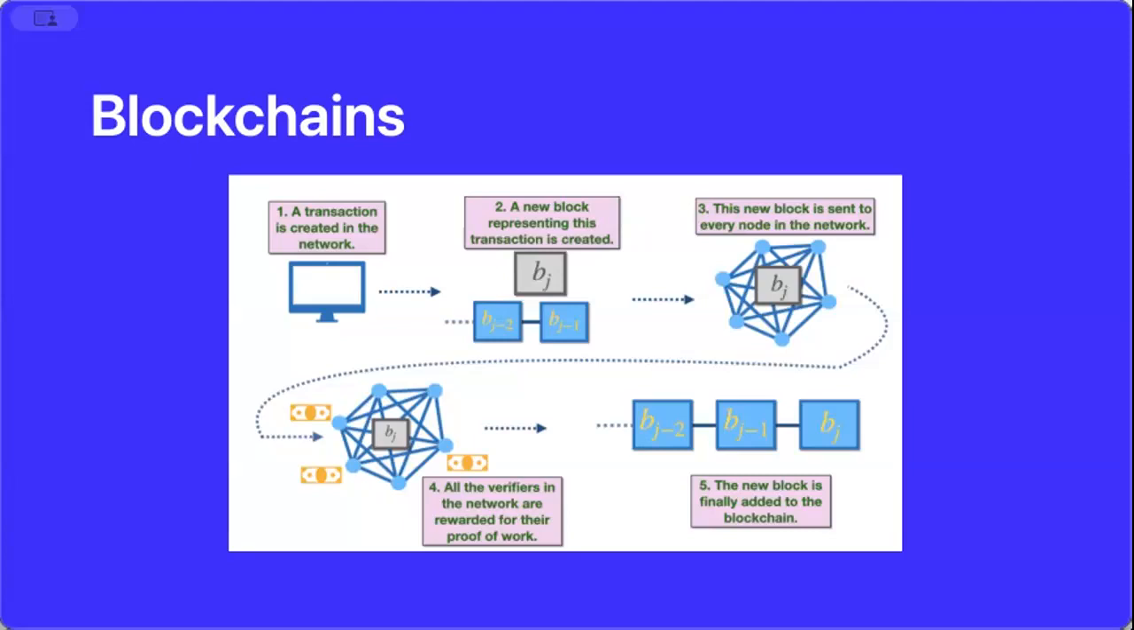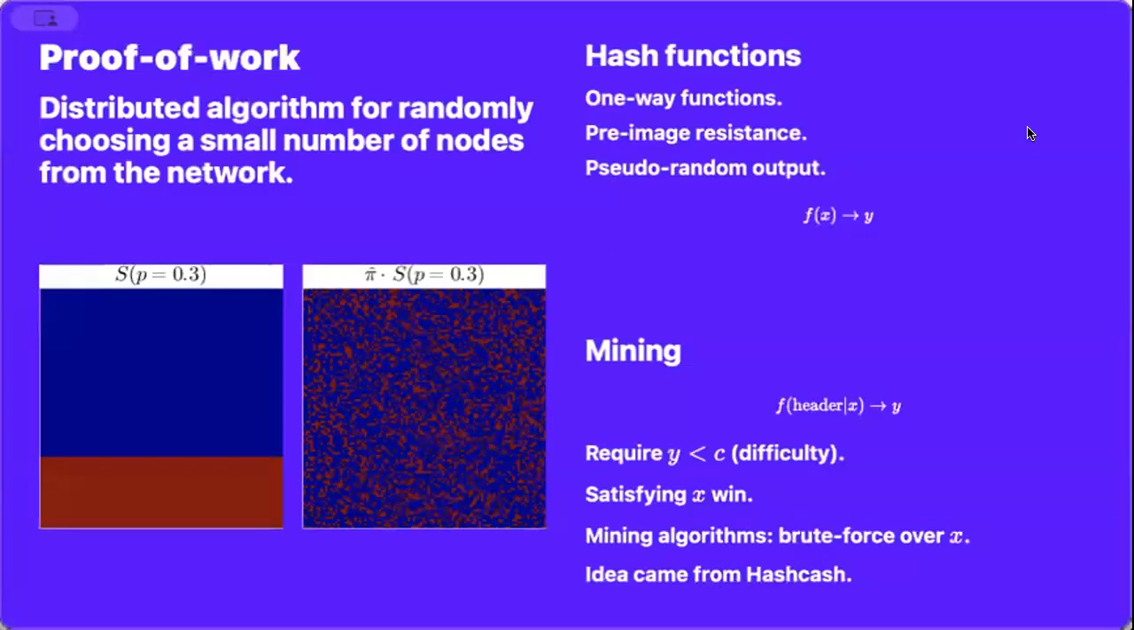And then some magical algorithm has to take place where those nodes in the network reach some sort of honest agreement on whether to approve a transaction or not. And if it's approved, then it gets added to the blockchain and it becomes permanent and you can't change it anymore. So the way that this has been done in the Bitcoin protocol and many other protocols since is using proof of work. And what this really is, is a distributed algorithm for randomly choosing a small number of nodes from a very large network, which could have an indefinite number of participants in it.